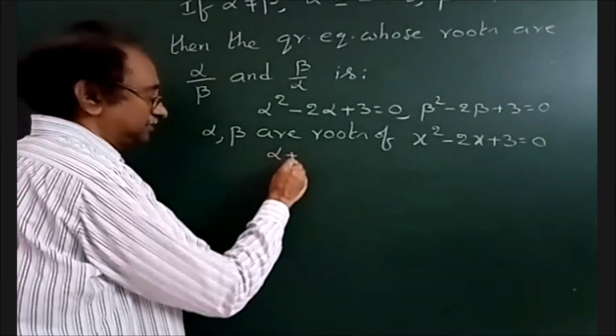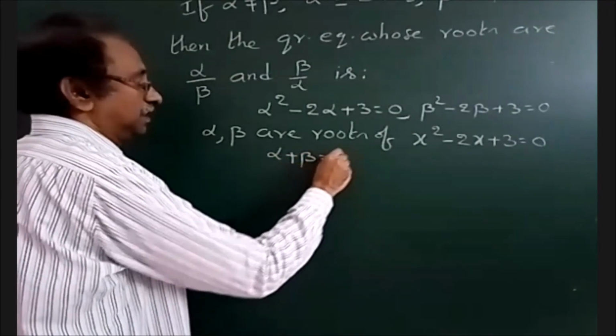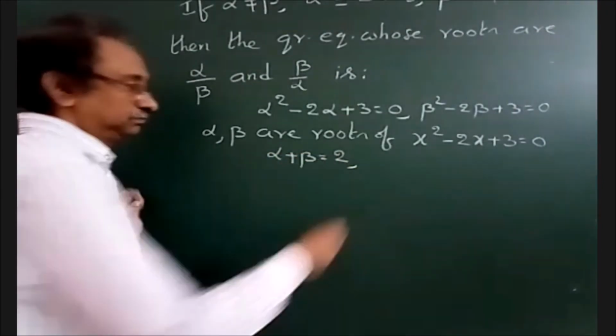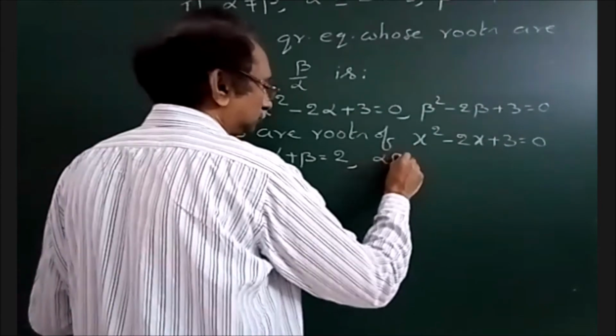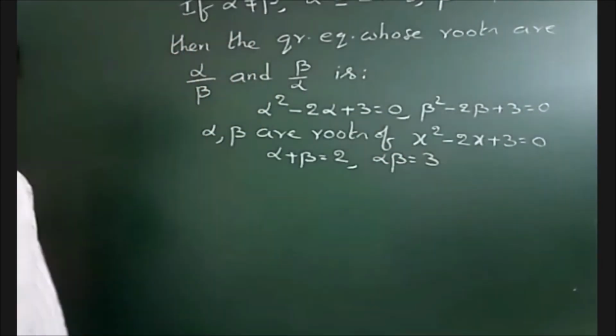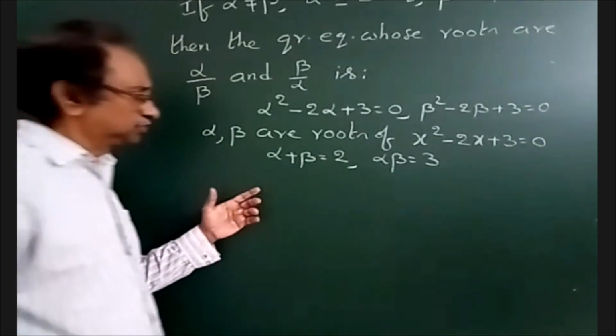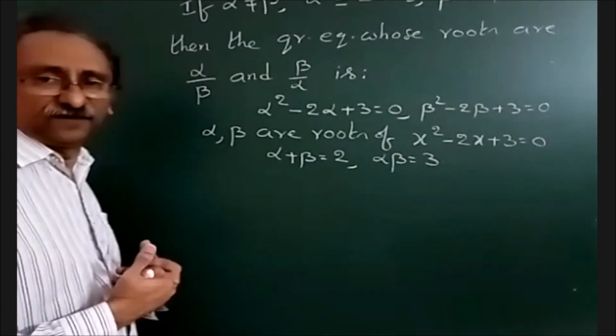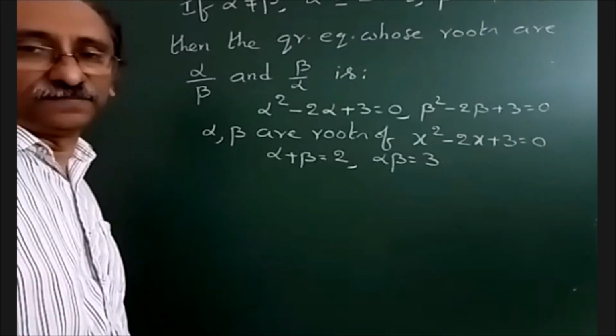Immediately I can write alpha plus beta as 2. Product of the roots, 3 by 1, that is 3. And what are the roots? It may be difficult for us to find the values of alpha and beta.